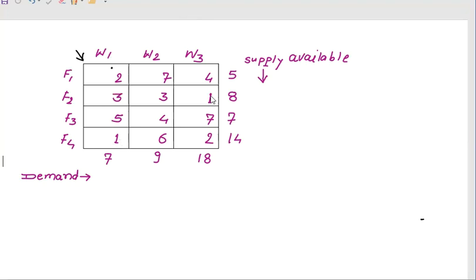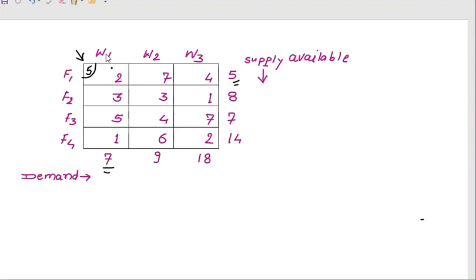So what is the supply available? Supply available is 5 and the requirement is 7. So the step is allocate maximum possible quantity in this cell. How many units are available? 5. How many units are required? 7. So maximum possible quantity we can assign is 5. We cannot assign more than 5 units in this cell. So out of 7, 5 units are transported from the factory F1.